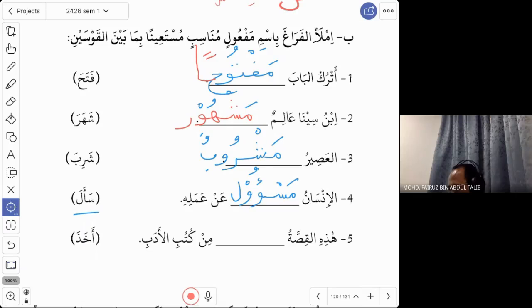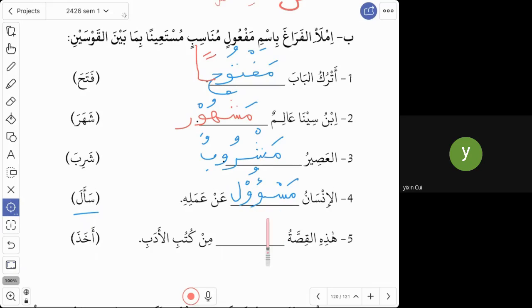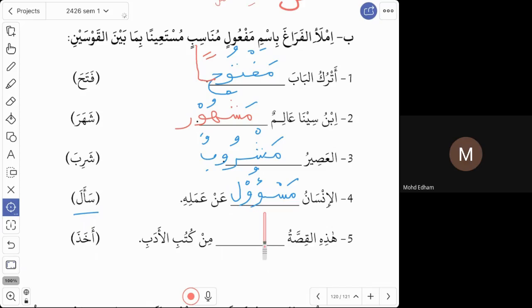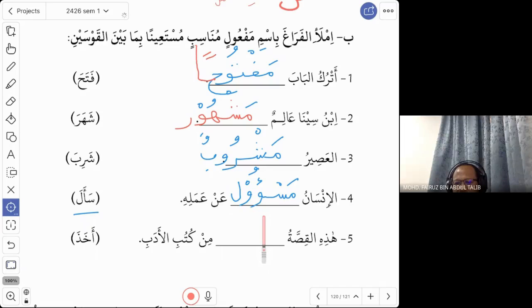So what is the meaning of mas'ul? From the lesson isim maf'ul. To ask? No, it is not to ask. To be asked, or is asked. Yes, so the meaning of the sentence al-insanu mas'ul is: human is asked about his deeds. So he will be asked, or he is asked. Mas'ul. So human, or insan, will be asked about his deeds in the hereafter.